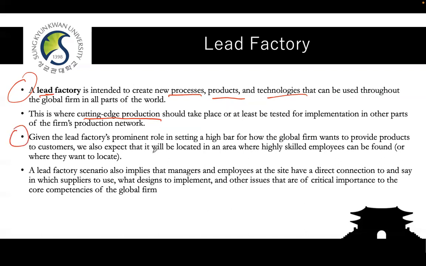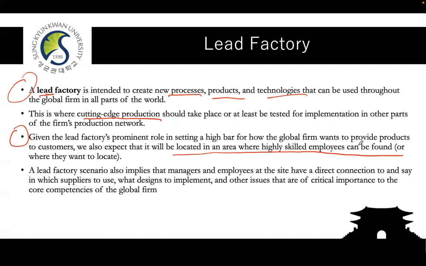So given the lead factory the major role in setting the high bar for the firm to provide quality goods and services to customers, it should be located in an area where highly skilled employees can be found. If you know a specific place with a lot of IT people or some manufacturing or engineering prowess, then we want to be located there. For example, if you have a lot of engineers who are good at making engines, jet engines or whatever engines, coating technology and everything, we try to make a lead factory there, maybe very close to research institutes or universities.